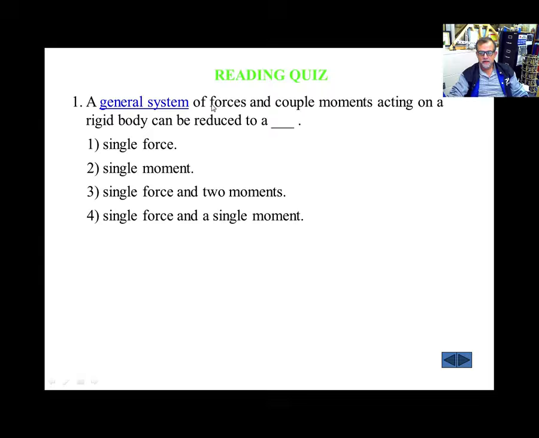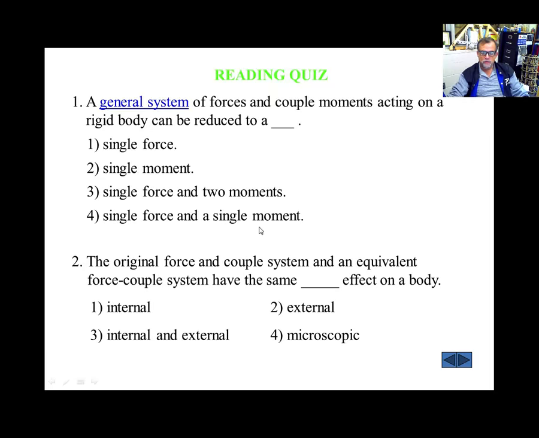But I think the quiz, or this question, was intended to ask what is the minimum amount of actions that you can convert the system to a single force at a particular point. I think so. But it could be also a force and a moment, because we did that. The original force and couple system and the equivalent force couple have the same external effect. Well, I explained this before, and I say the effect is external only, the same external effect.